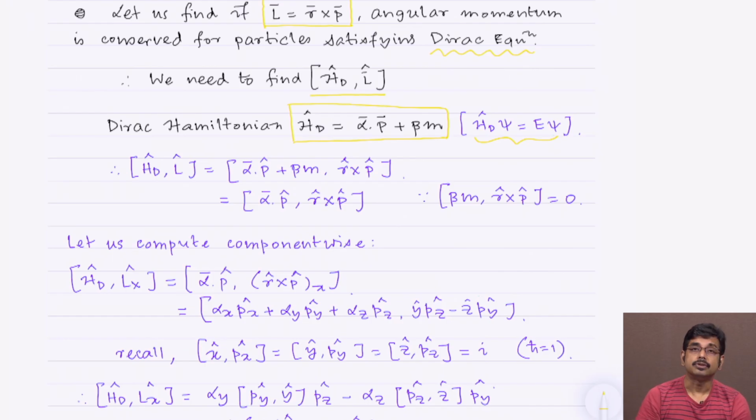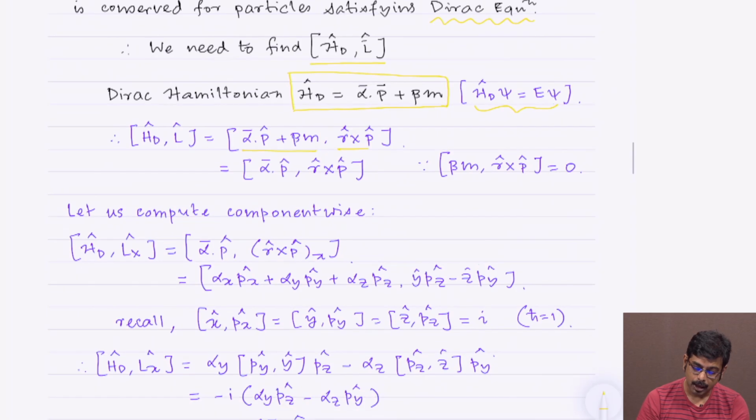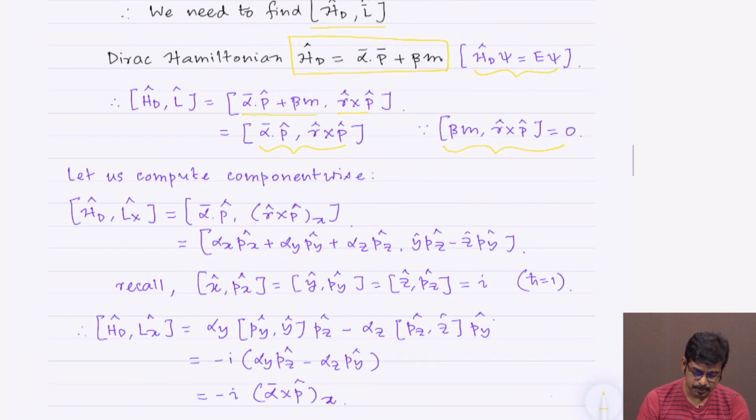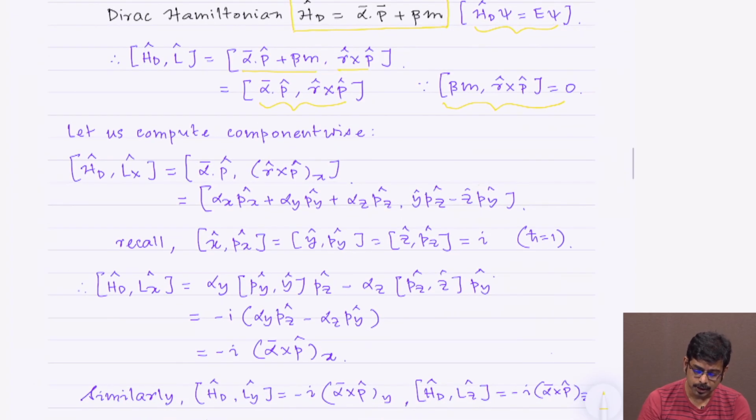So, let us try to construct the commutator of H_D and L. We have to compute the commutator of alpha dot p plus beta m with r cross p. The beta m term has nothing to do with r cross p, so it is well understood that they will commute, and I am not bothered about that part. The part that has to be computed is the commutator between alpha dot p and r cross p. So, let us do this computation.